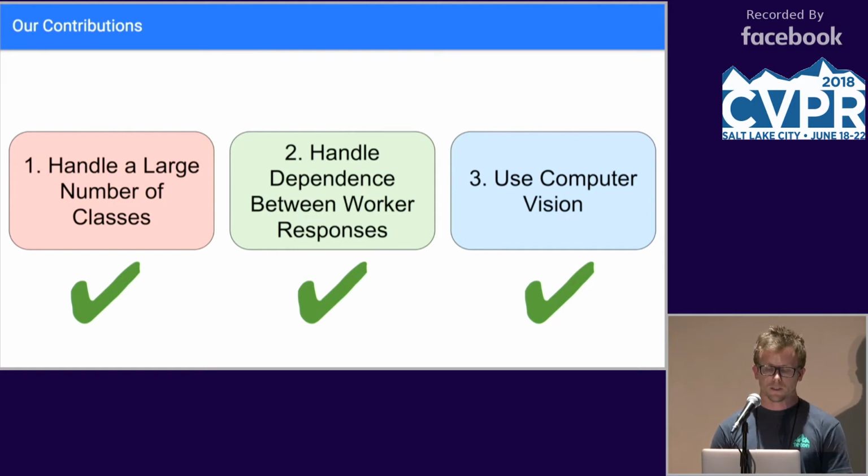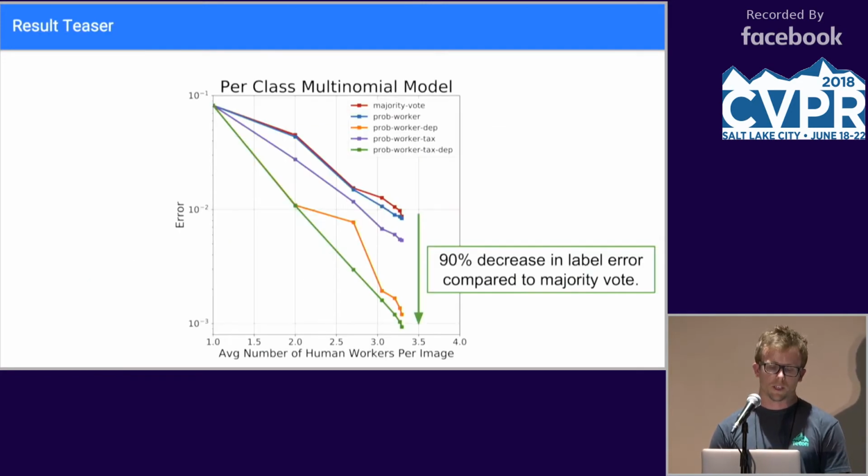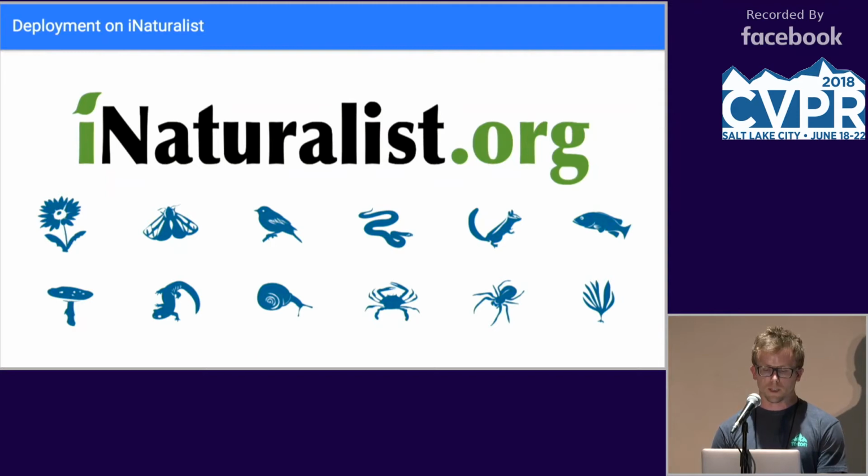And when put together, we can achieve significant improvements over majority vote. In this example, we achieve a 90% decrease in label error. This system is currently being deployed on the citizen scientist website, iNaturalist, and please visit our poster if you'd like to see more results and learn about the implementation.